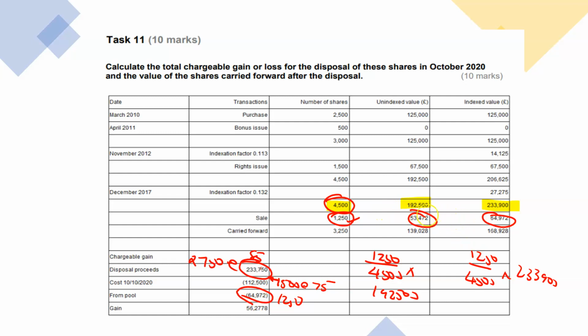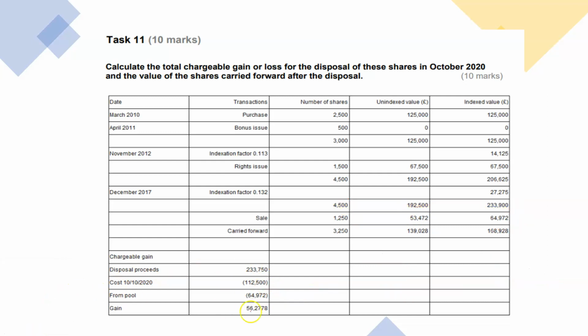You could have found the index bit, which is the difference between these two, but really you don't have to if you have this figure here. So now you have your total cost. That's your total cost over there, isn't it? From the 1,500 shares and the 1,250 shares together, making up your 2,750. And that's the sale of the 2,750. And then you have your gain, right?